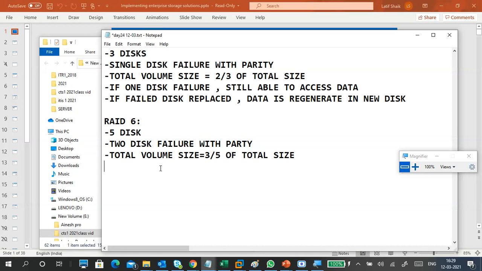Okay, as for parity, you understand. If a disk fails and you replace it, the data is regenerated on the new disk. And there are other RAIDs also: RAID 10, RAID 50 types also.